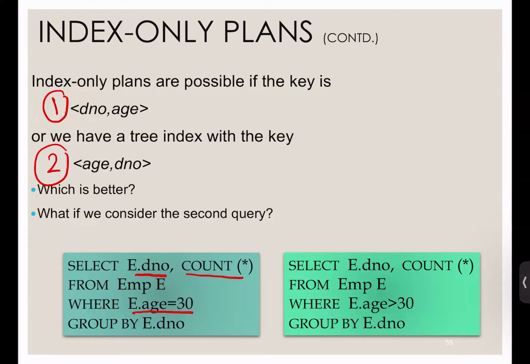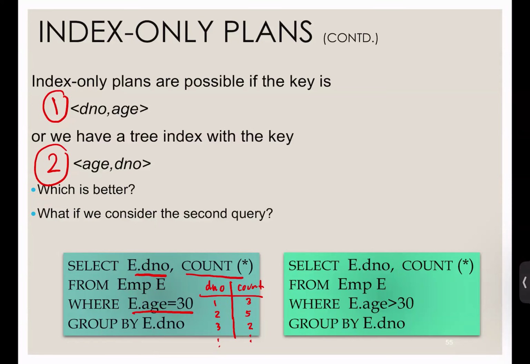Okay. So what we want is DNO 1, 2, 3, and then count: in department number 1, how many employees whose age is exactly 30? Let's say there are 3 people, this is 5 people, 2 people, and so on. This is what we want. Now, if you want something like this, should I index using choice 1 or choice 2? How many think it's 1? How many think it's 2?